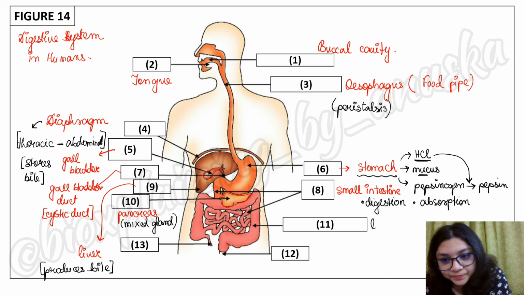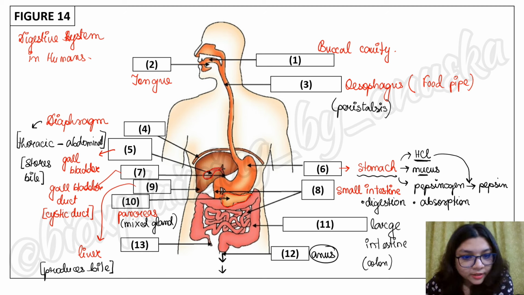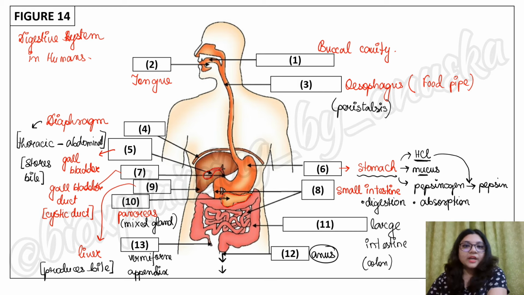Part number 11 is the large intestine, which is known as the colon. And part number 12 is the last part. This is the anus, the part via which the undigested food material goes out of the body. And part 13 here is the vermiform appendix. Okay, so I guess this is completely clear to all of you.